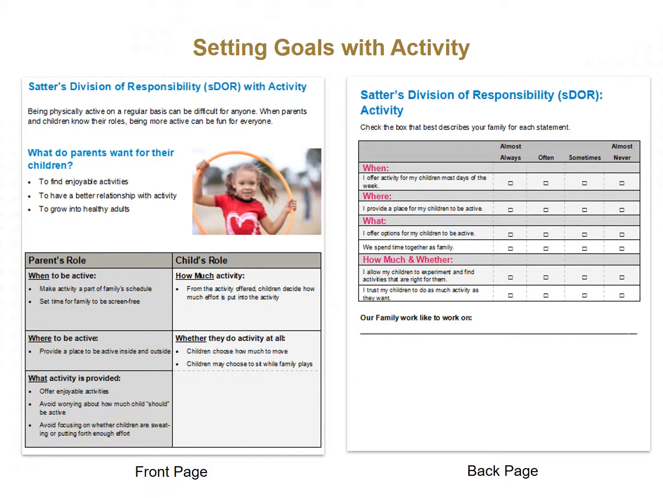But also, we've adapted Ellen Satter's Division of Responsibility to be used with physical activity. Going through what parents want for their children, the parent's role and the child's role of how much and whether. And then on the back of that page, there's the screening questionnaire for the DOR for activity, asking parents questions about when, where, and what, and then in regards to their children, how much and whether. From that, families can then set their own goals of what they would like to work on based on that screener.